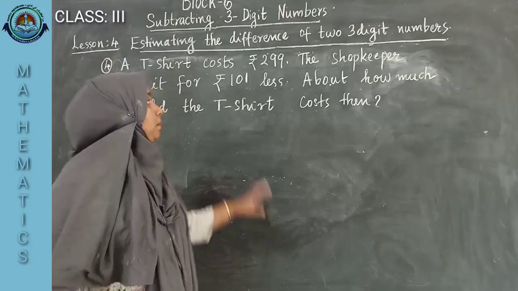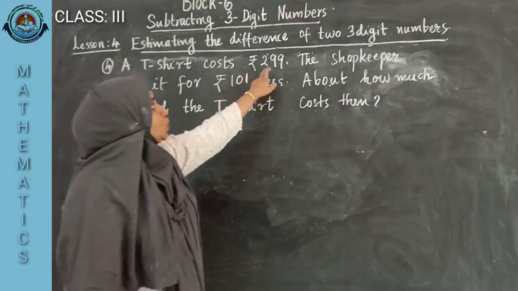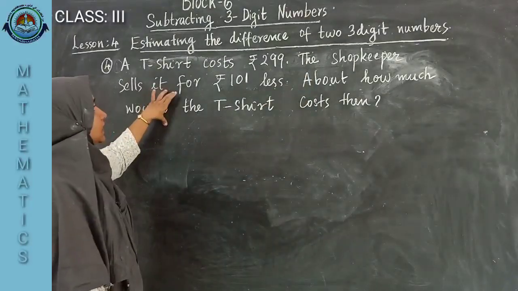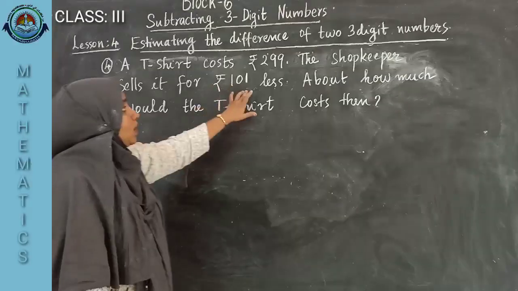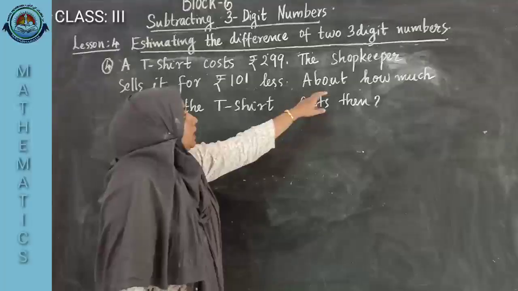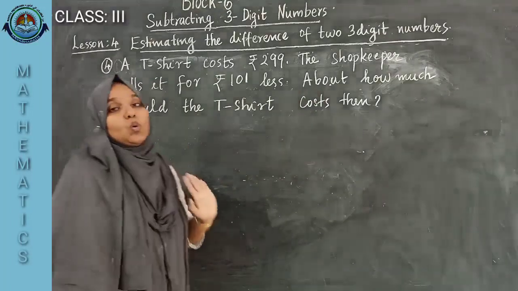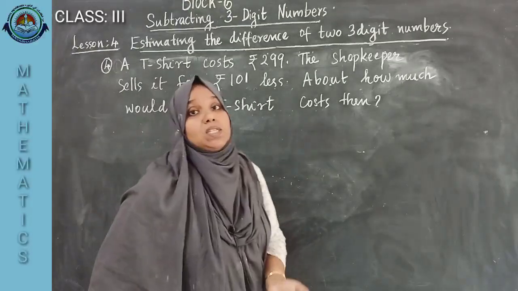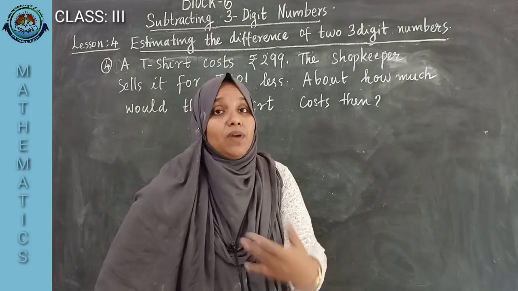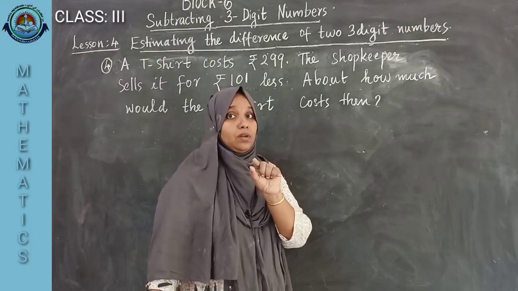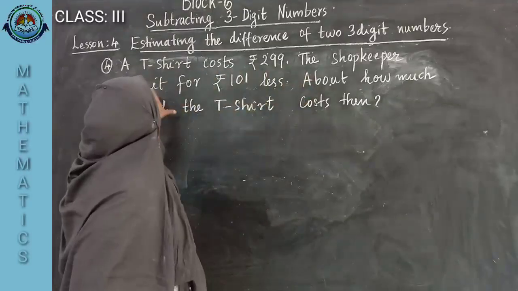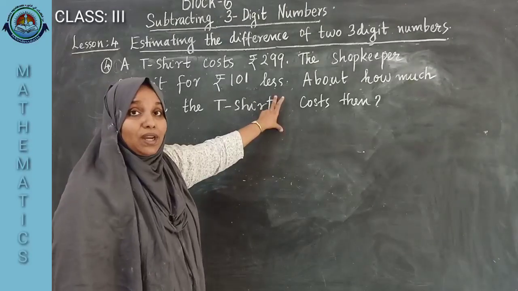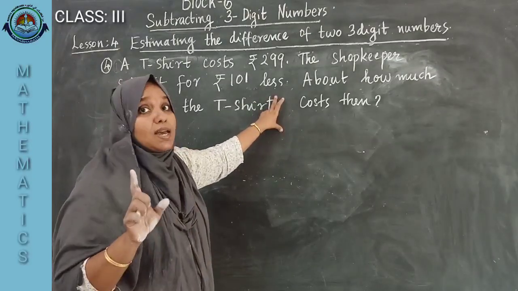Read the question, children. The cost of a t-shirt is rupees 299. The shopkeeper sells it for rupees 101 less. Then about how much would the t-shirt cost? About how much is asked, so we have to find the estimated difference. Because the shopkeeper sells it for rupees 101 less, we have to find the estimated difference, not the estimated sum.